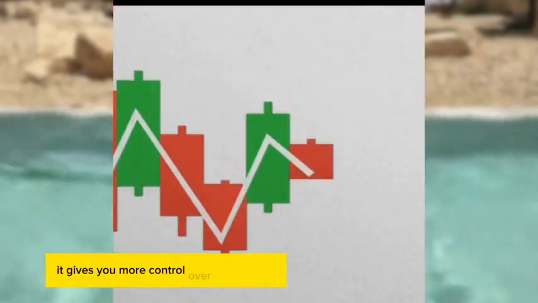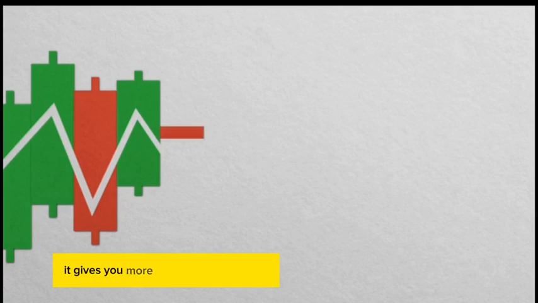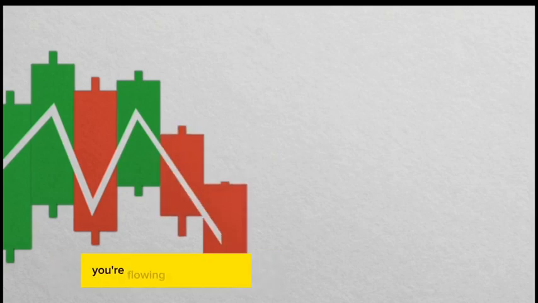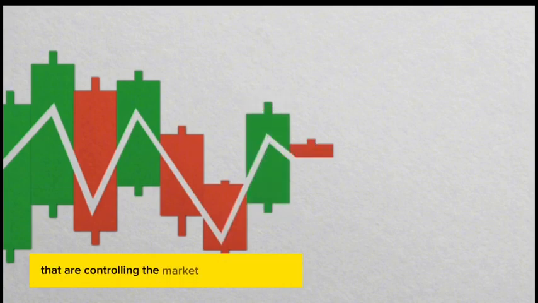So swimming with the current gives you more control. It gives you more control over your money. It gives you more control over what you lose. It gives you more control over the trade, because you're flowing with the current, you're flowing with the trend, you're flowing with the factors that are controlling the market at that exact time.